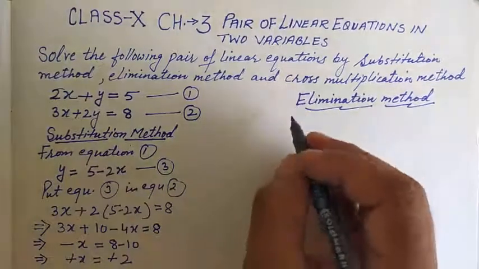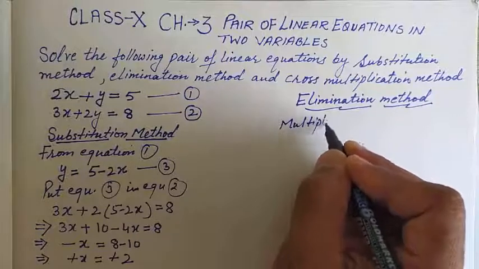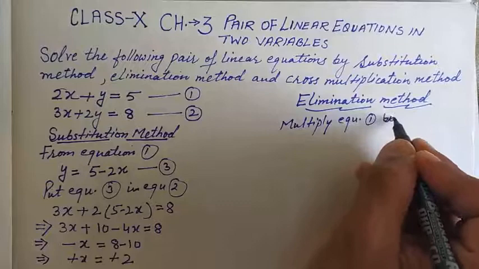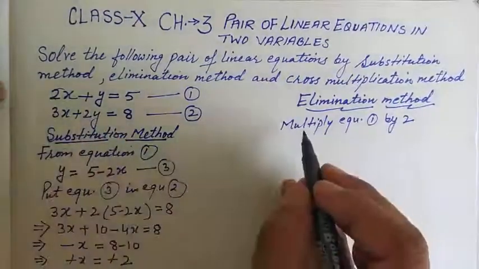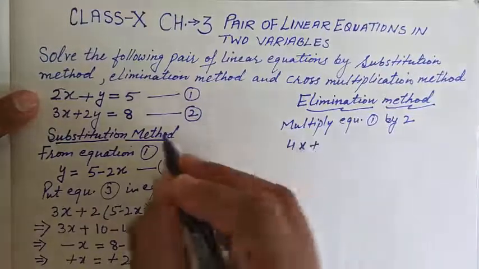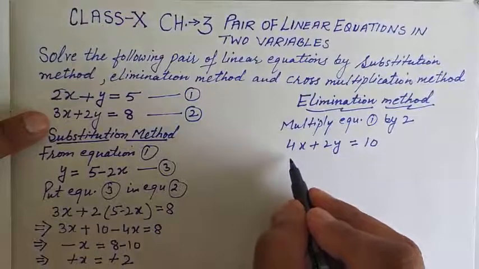So we'll write here, multiply equation 1 by 2. So it becomes, see, 2 into 4x, plus 2 into y is 2y, 2 into 5 is 10, and the second equation as it is we will write.